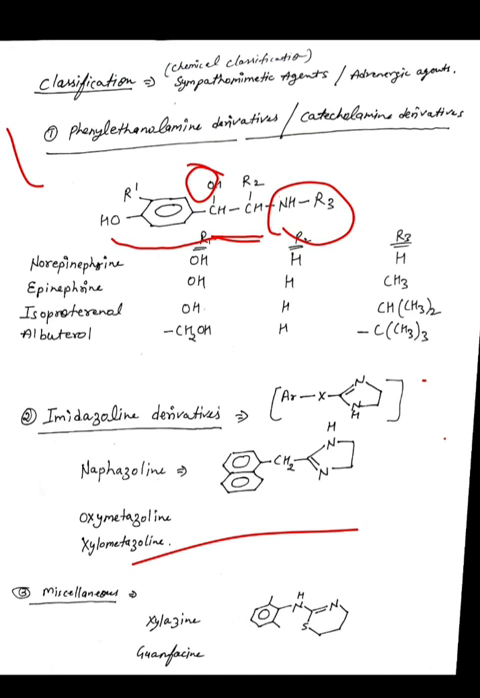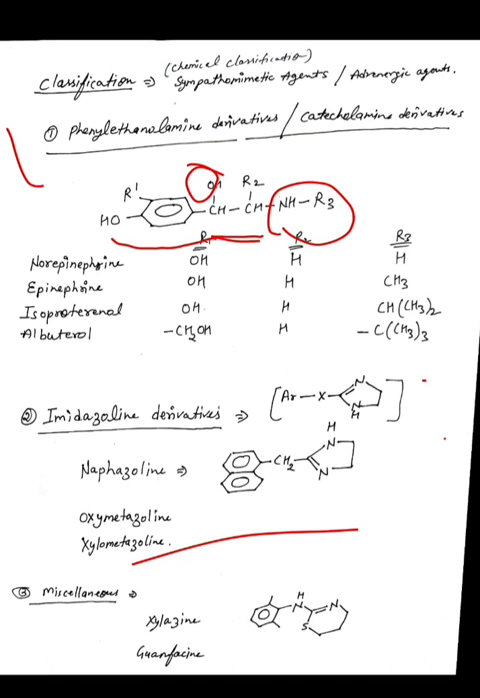Okay, then we have albuterol. In case of albuterol, the R1 moiety is not OH group, it is a methyl hydroxy group, CH2OH group, and R2 is simple hydrogen, and here we have a tert-butyl group as R3. Okay, so then we have the second category.